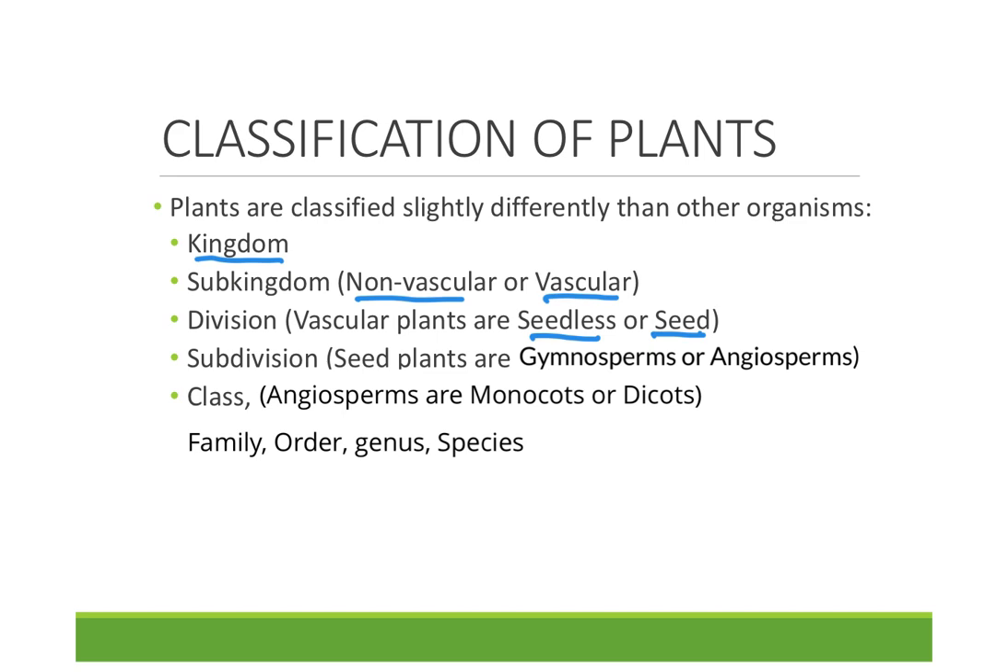Then our seed plants are subdivided into whether they are gymnosperms, where the seeds are produced in cones, or angiosperms, where the seeds are produced in flowers. And finally, on the class level, angiosperms, the flowering plants, are divided into whether they are monocots or dicots, which refer to the seed leaves that are produced when the seed germinates. Below that, you have family, order, genus, sorry, I forgot a capital letter here, and species, like we have with the other scientific names that we have studied.